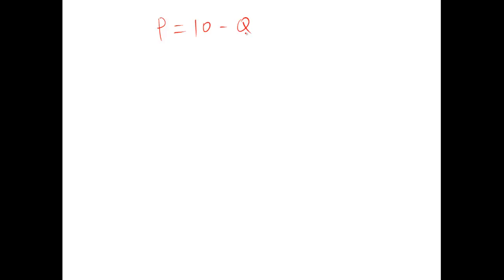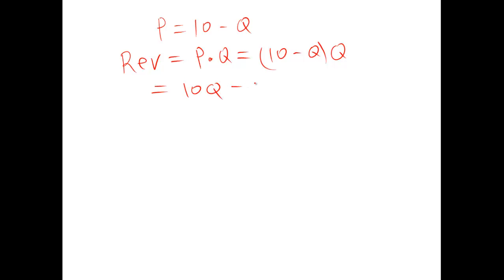Now it turns out, as we'll discuss in the course, this can sometimes be the way a demand curve looks, such that P is the price and Q is the quantity, and then sometimes we're interested in revenue, which is equal to P times Q. Well, if we substitute in, that's 10 minus Q times Q, which, multiplying it out, is 10 times Q minus Q squared.